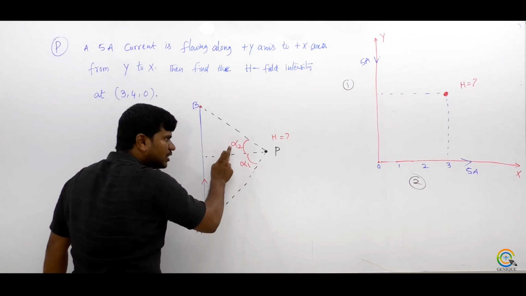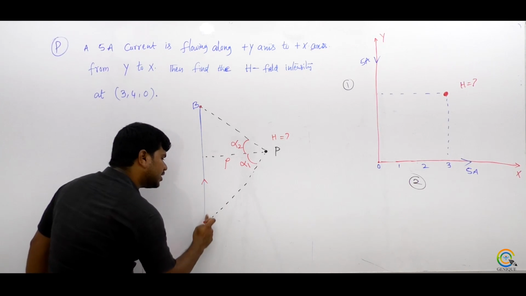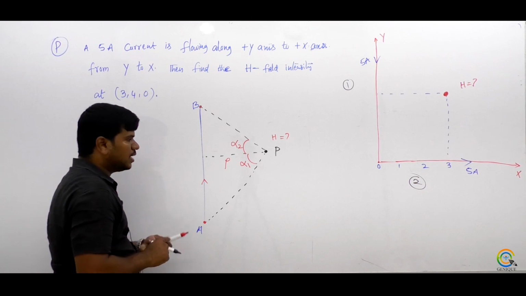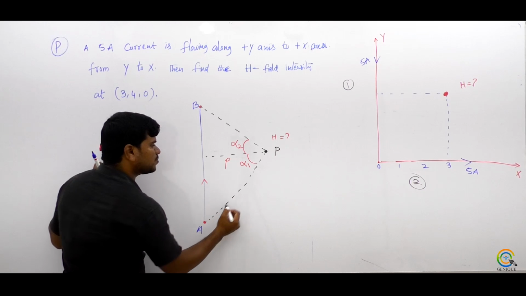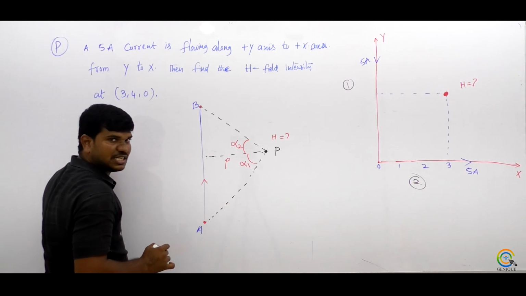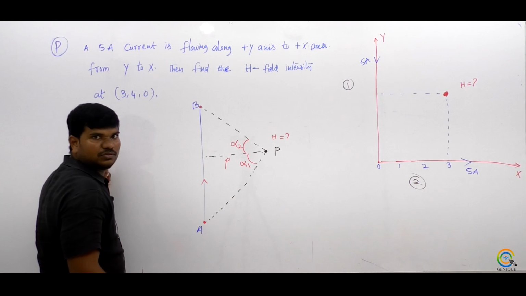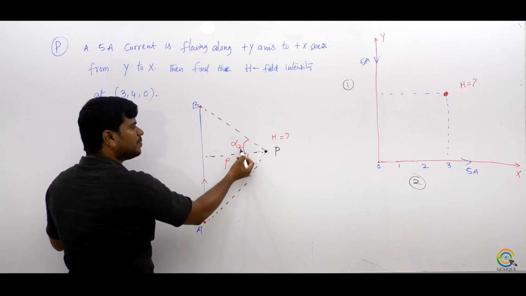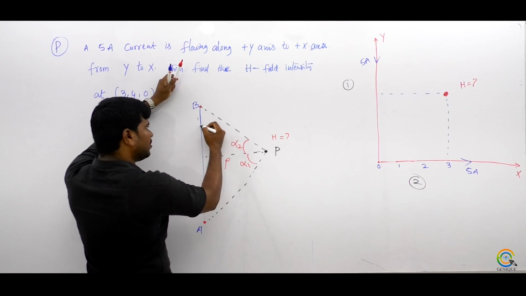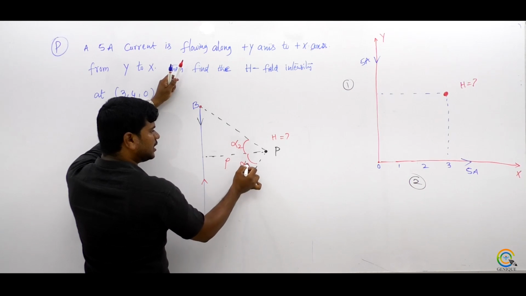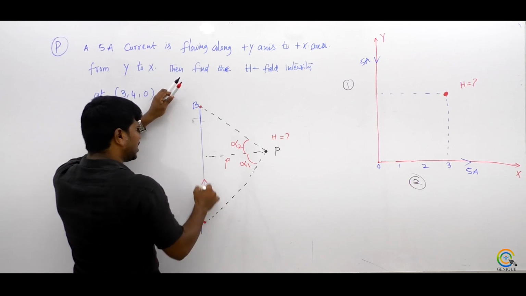This one is alpha 1 and this one is alpha 2, if the current is flowing from this side. Alpha 1 is nothing but the angle taken from the side from which the current is flowing. So the remaining one is alpha 2. Suppose if the current is coming from here, then this one will become alpha 1 and this one alpha 2. Suppose if the current is coming from this direction, then this one will be alpha 1 and this one alpha 2. So now take this one as the current direction. The current is flowing like this.